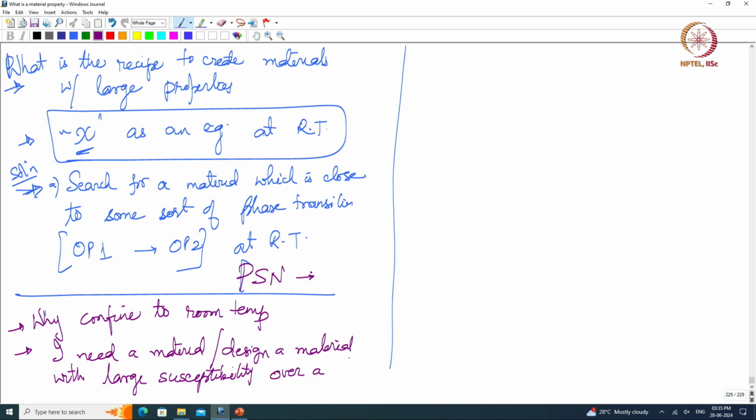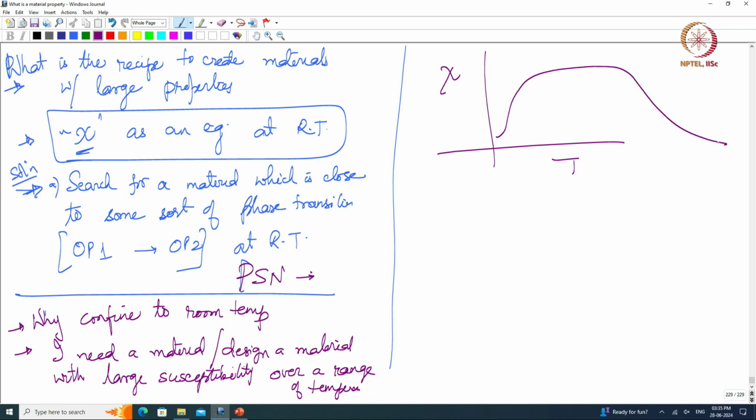over a range of temperatures, right. So, for example, if I plot chi versus temperature, it should go up, but it should sort of be flat in these temperature ranges, right. So, my device operates in several temperature ranges. So, I need this sort of a flat profile. Okay.